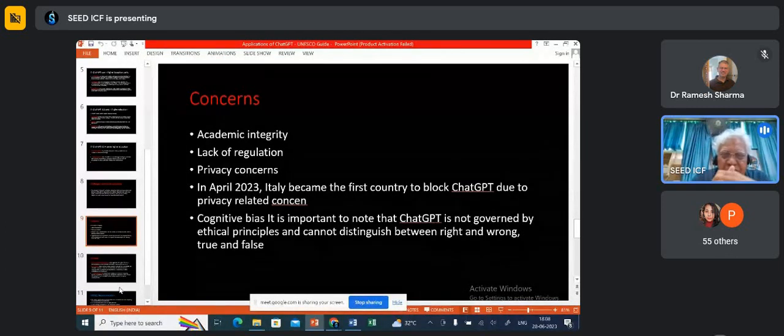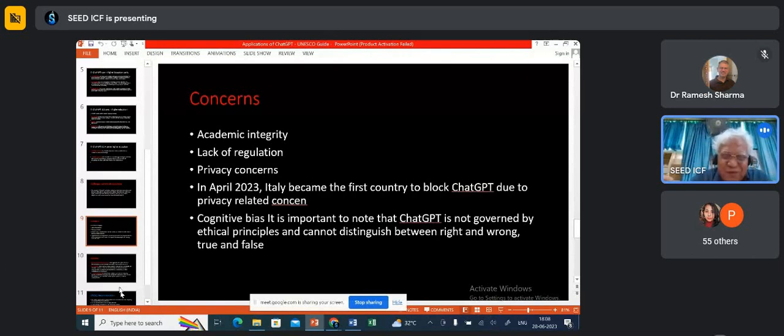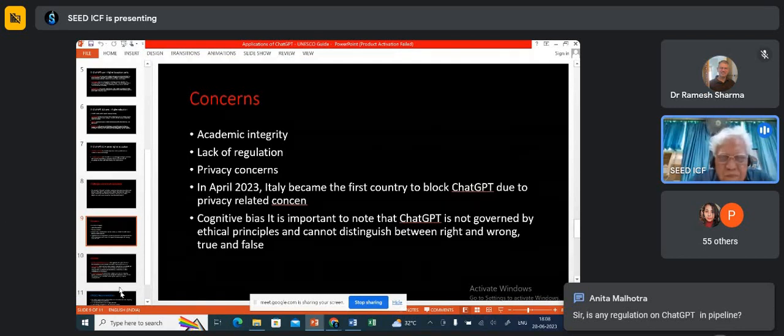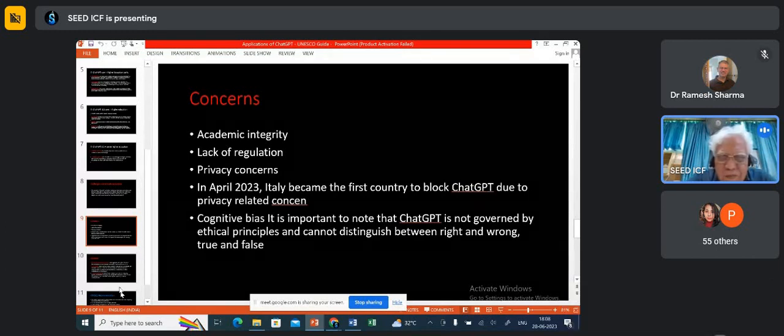Earlier data was flowing and information was flowing. Now analysis flows. If I ask, what was done earlier for finding out the creditworthiness of a person? A lot of people used to work in back offices, examining individuals: for how many years they had taken loans, how they paid, and their creditworthiness. And this creditworthiness can now be found in a fraction of a minute. That kind of issue comes up. Italy was the first country to block ChatGPT due to privacy-related concerns, and that is where the challenge is.